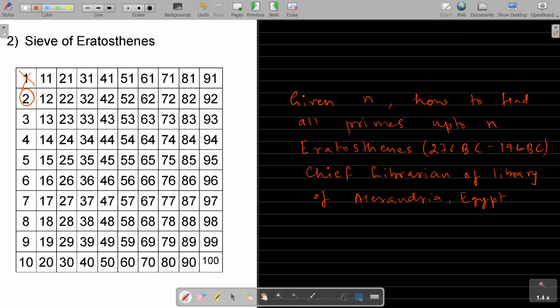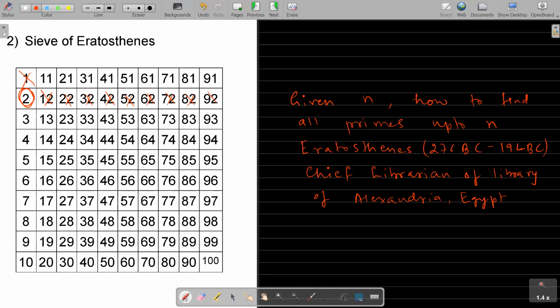So now the idea is the following. Once 2 is prime, all multiples of 2 cannot surely be primes, right? They are composite. So we cross out, I'll cancel out all multiples of 2. They cannot be primes.